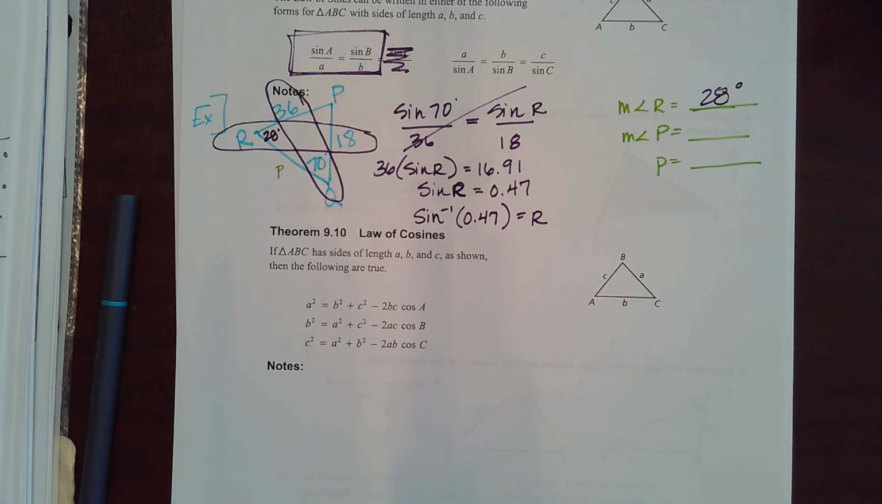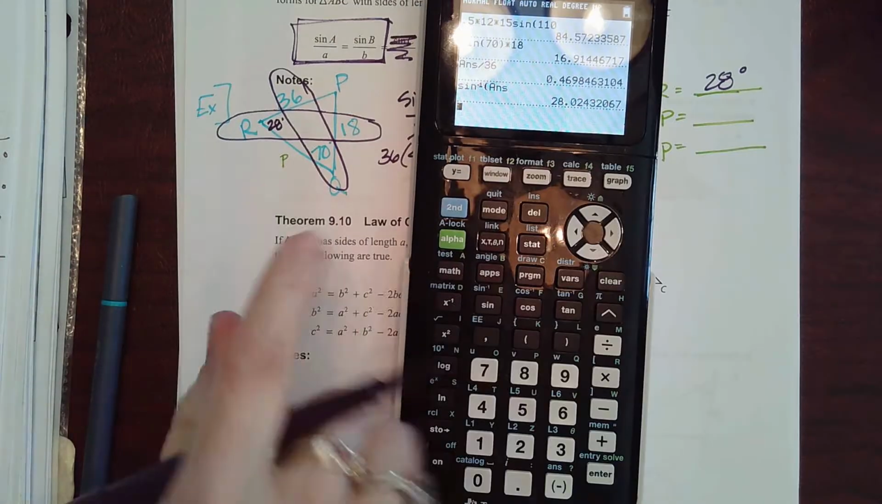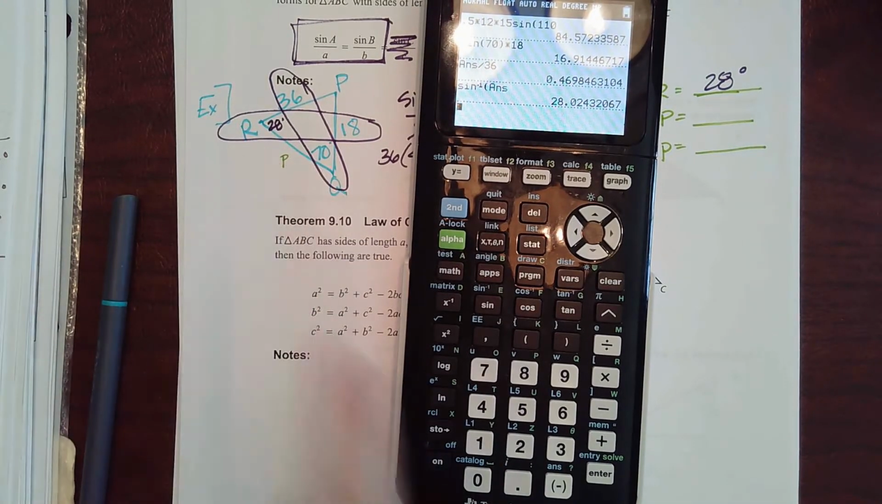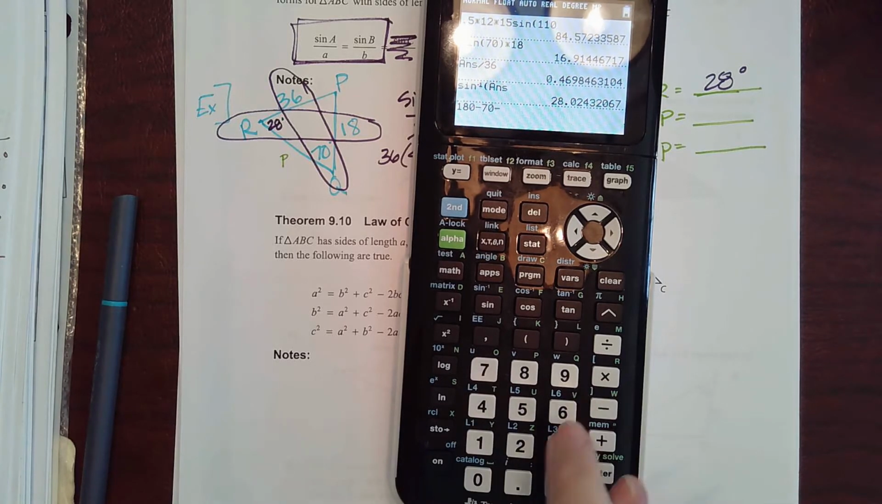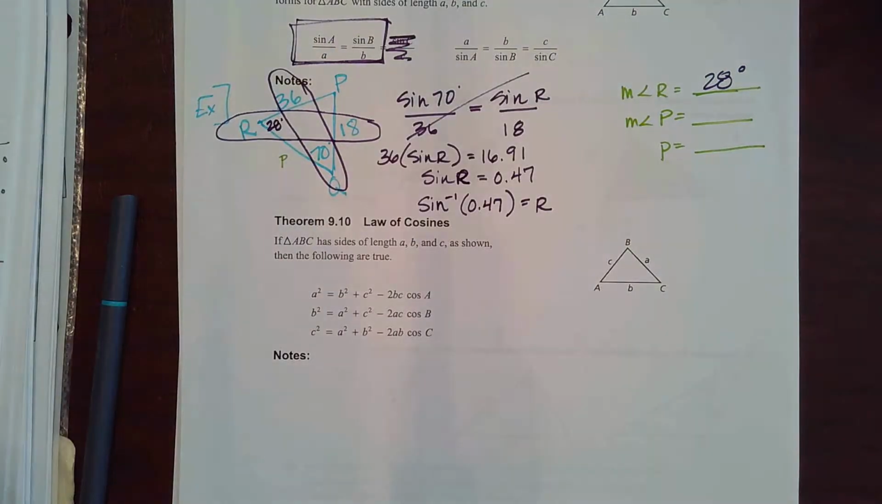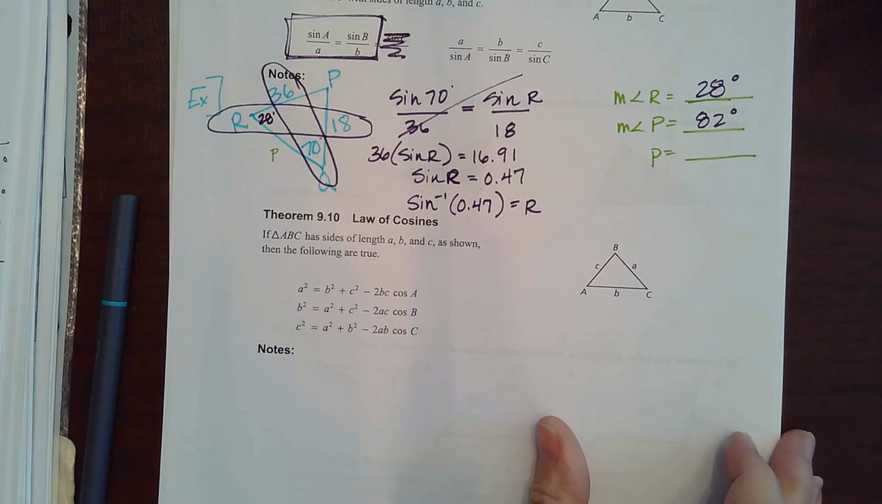All right, let's do some more. Probably angle P is the next easiest one to find, right? With the triangle sum theorem, all 3 angles have to add up to 180, so let's do 180 minus 70 minus 28, that's 82. You don't really have to show work for that one because it's just subtraction. We all know you guys can do subtraction.